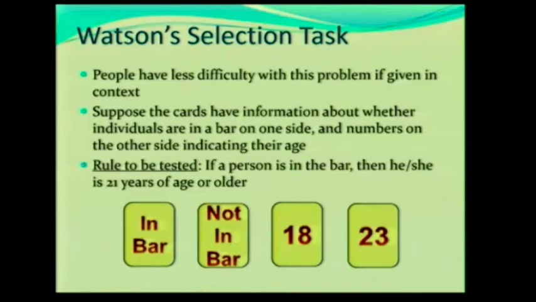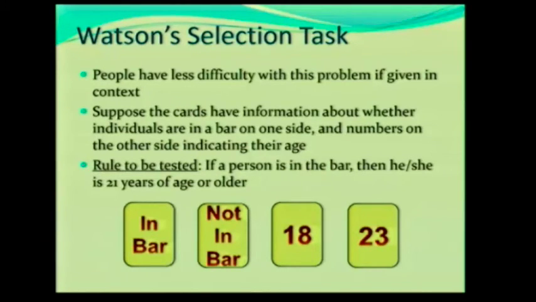But one thing about Wason's selection task is that we can actually improve how well we do if we take into consideration how we work as humans. So, if you put it into a context that we are familiar with, now all of a sudden it becomes a lot easier to figure out. So, now we're going to change our cards a little bit. I want you to suppose that the cards have information about whether individuals are in a bar on one side, right? So in a bar or not in a bar. And the numbers on the other side indicate how old they are. Something we're more familiar with, right? Especially at your age, you're trying to figure out, can I get into that bar? Are you legal or not? So we think about this a lot.